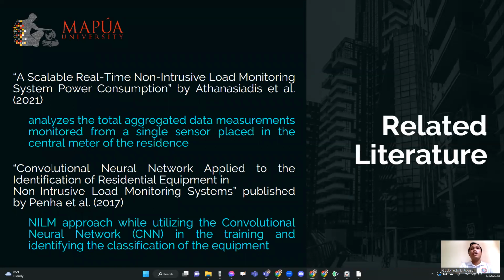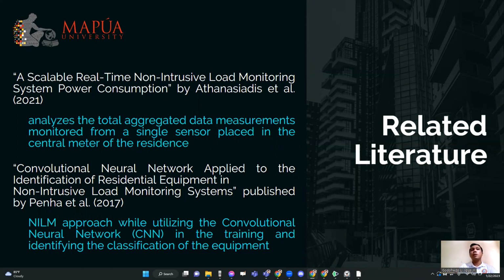So first is the research conducted by Athanasiadis et al. in year 2021. It is the scalable real-time non-intrusive load monitoring system power consumption. In this study, they analyze the total aggregated data measurements monitored from a single sensor placed in the central meter of the residence. Now, this is the concept behind the NILM approach.